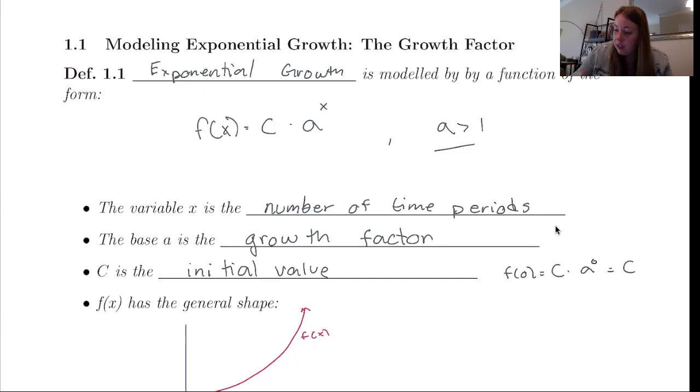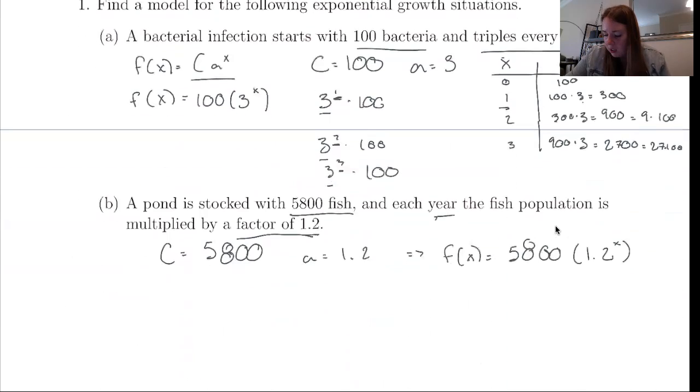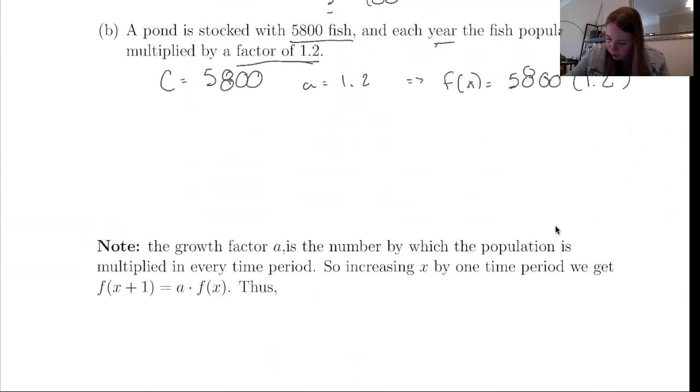A also needs to be greater than 0. We'll talk about that in a little bit, and I want you to think about why. Think about what would happen if I had a negative number as A. So, all right, cool. So we just did these two examples.